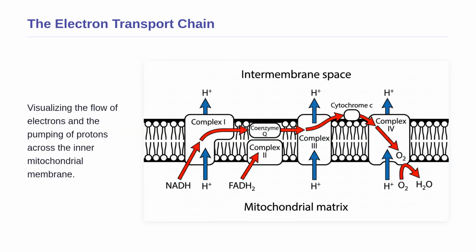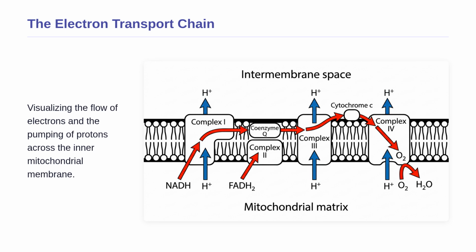Having calculated the energy and ATP yields, let us look at the entire system in action. In this diagram, you are seeing the inner mitochondrial membrane, separating the matrix at the bottom from the intermembrane space at the top. Notice the 4 large protein complexes embedded in the membrane. Follow the red arrows. You can see NADH delivering electrons to complex 1, while FADH2 delivers them to complex 2.